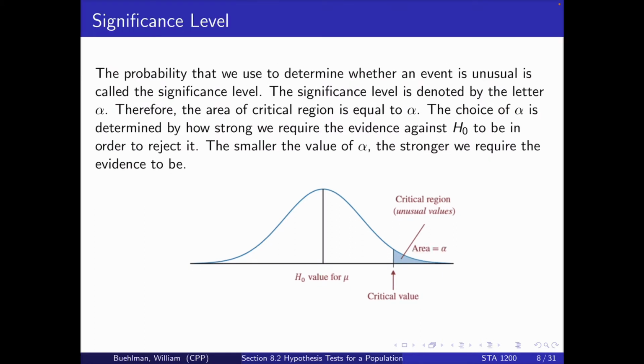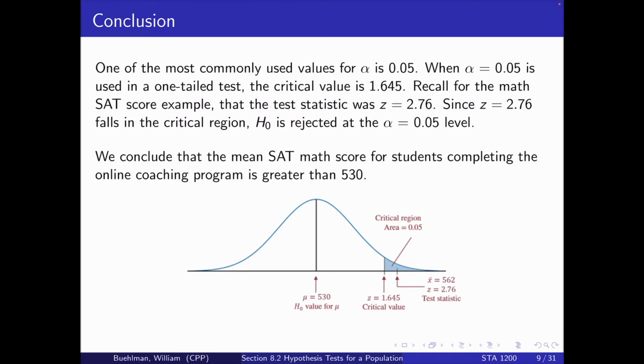The probability that we use to determine whether an event is unusual is called the significance level. The significance level is denoted by the letter alpha. Therefore, the area of the critical region is equal to alpha. The choice of alpha is determined by how strong we require the evidence against the null hypothesis to be in order to reject it. The smaller the value of alpha, the stronger the evidence we require. One of the most commonly used values for alpha is 0.05. When alpha equals 0.05 is used in a one-tailed test, the critical value is 1.645.